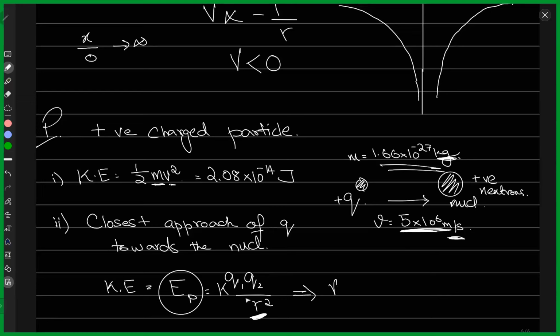So I'm just rearranging this expression. R is equal to the constant K times Q1 Q2 divided by the kinetic energy of the particle, and then take the square root of this, because we have R squared.